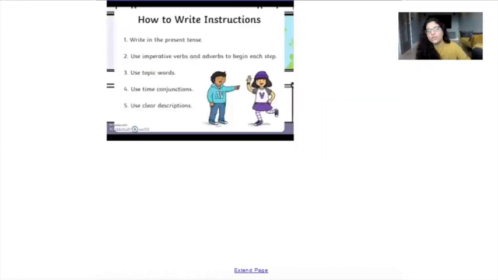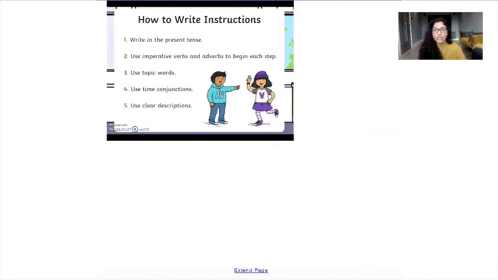Now, a short little tutorial on how to write instructions. Number 1, remember to write in the present tense, not the past tense or the future tense. You have to stick to the present tense. Number 2, use imperative verbs and adverbs to begin each step. So imperative verbs tell us what to do and adverbs tell us how to do it. Do we do it carefully, quietly, loudly? Those two are very, very important: imperative verbs and adverbs.